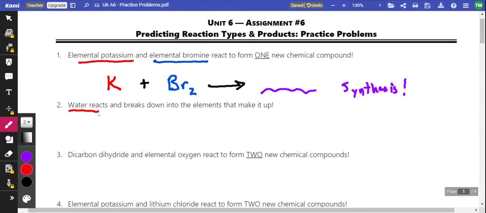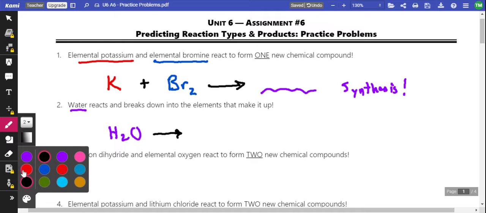Water reacts and breaks down into the elements that make it up. Well, in this case, this is really the only thing we have to go on. We just have water that apparently just breaks down and falls apart into a bunch of other stuff. So my only reactant here is water, which is H2O. It's reacting with nothing else. It just breaks down and makes something. So again, I'm not really going to worry about what I make on the other side here for now, but H2O is going to break down into elements.